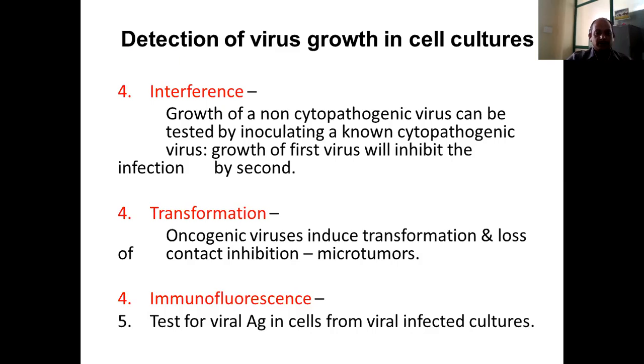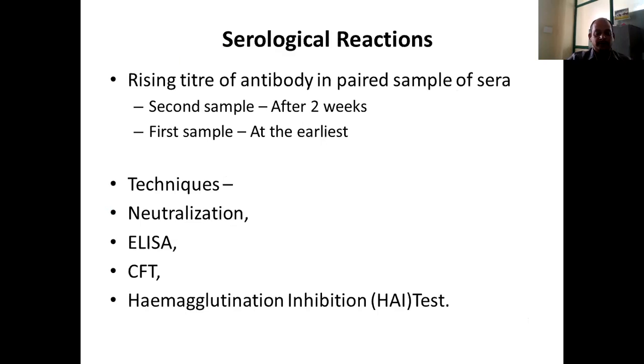Immunofluorescence: test for viral antigen in cells from virus-infected cultures. Rising titer of antibody in paired samples of serum: the first sample at the earliest, and the second sample after 2 weeks. Techniques which can be used in serological reactions: neutralization, ELISA, complement fixation, and hemagglutination inhibition.